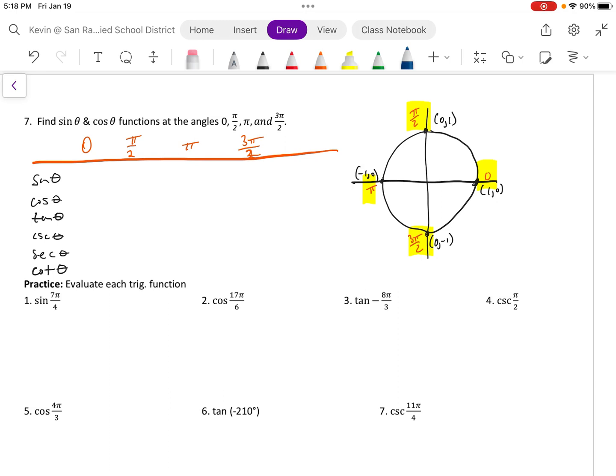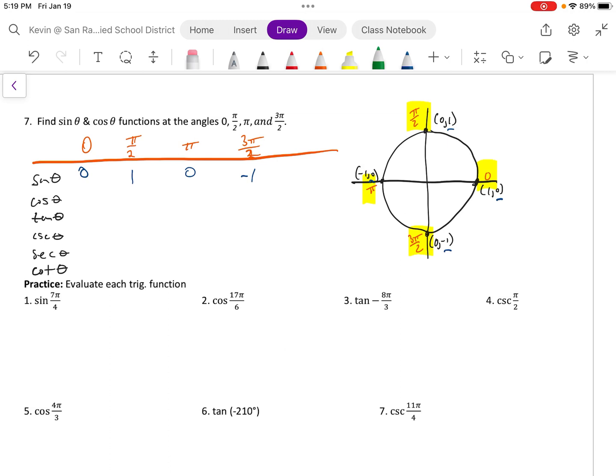So let's just take sine. Sine, again, we're on the unit circle, so sine is going to be whatever our y values are. So for 0, that would be a 0 radian angle, that would be 0. At pi over 2, the y value is 1. At pi, the y value is 0. And at 3 pi over 2, the y value is -1. So that's our sine of each of those angles. It's whatever that y value is because we're on the unit circle.